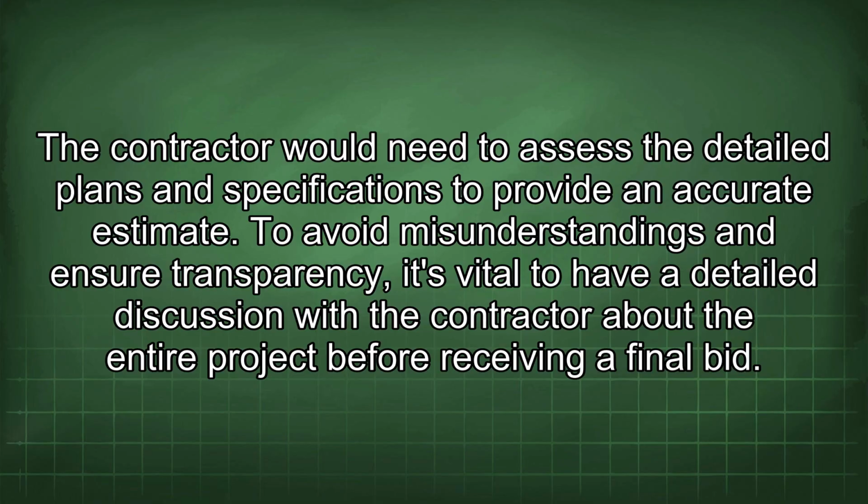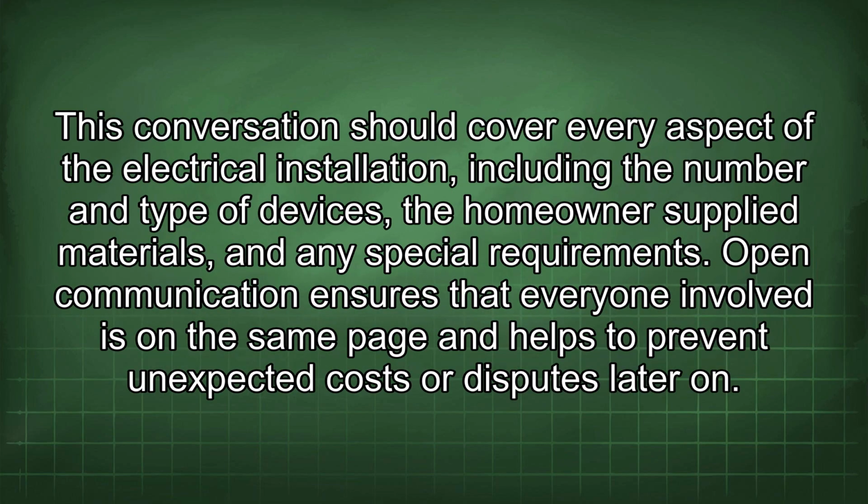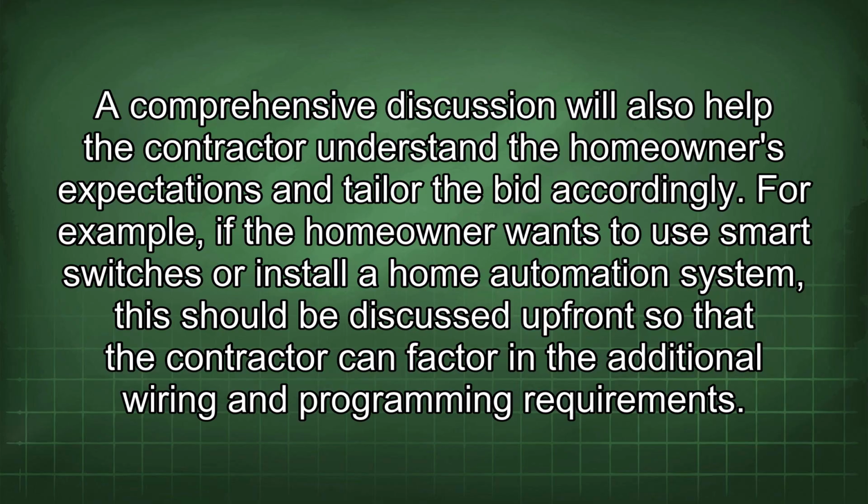To avoid misunderstandings and ensure transparency, it's vital to have a detailed discussion with the contractor about the entire project before receiving a final bid. This conversation should cover every aspect of the electrical installation, including the number and type of devices, the homeowner supplied materials, and any special requirements. Open communication ensures that everyone involved is on the same page and helps to prevent unexpected costs or disputes later on. A comprehensive discussion will also help the contractor understand the homeowner's expectations and tailor the bid accordingly.